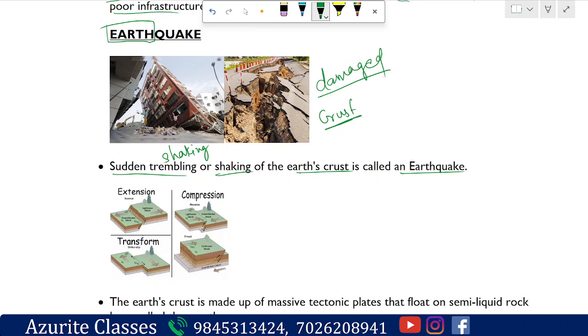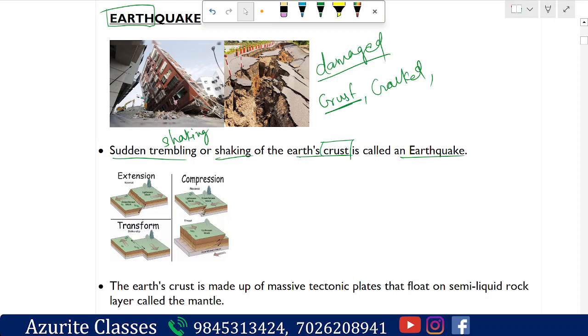Earthquake is, the earth crust gets cracked, or you can say trembling and shaking. So that causes earthquake. Understand? Okay. So next, when it cracks, why does it get damaged? Let us see here.